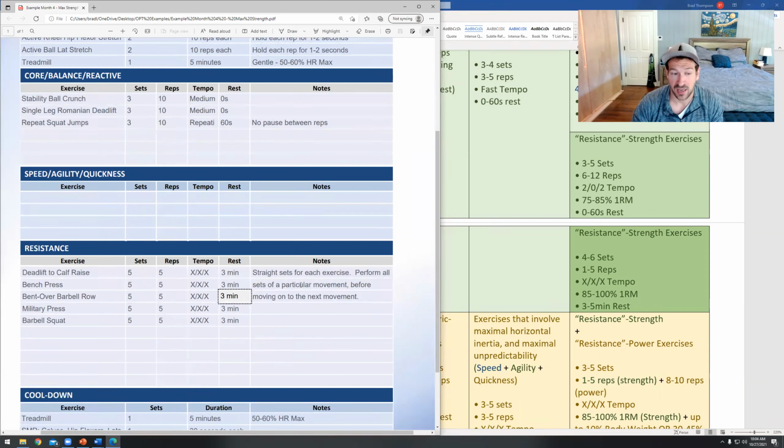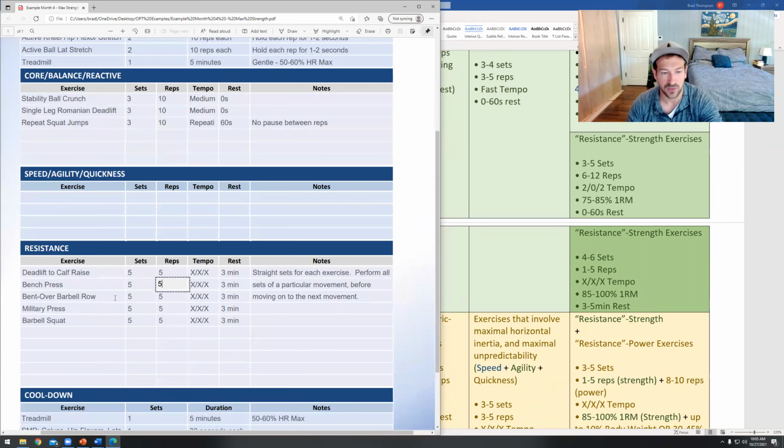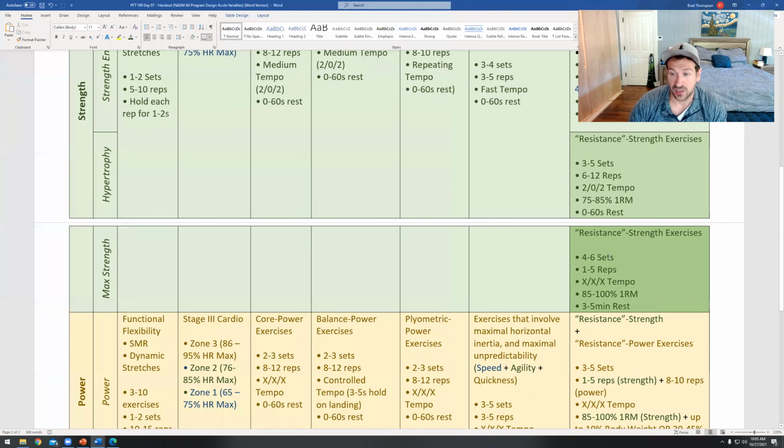That way they have enough time to get good at it. But you'll notice this is 4 to 6 sets. So we're going to go in the middle with 5. We're going to do 5 reps, which is actually the top of the range. But I could do 3. I could do 5, 3, and then 1 if I wanted to change my sets around. So that's the sort of difference here, right?